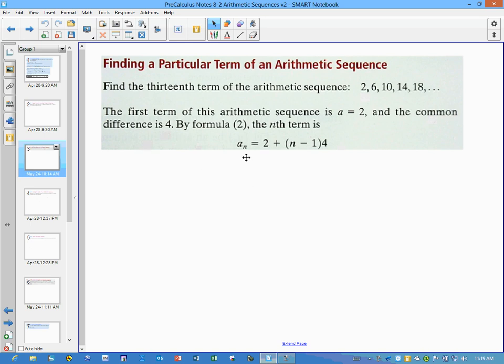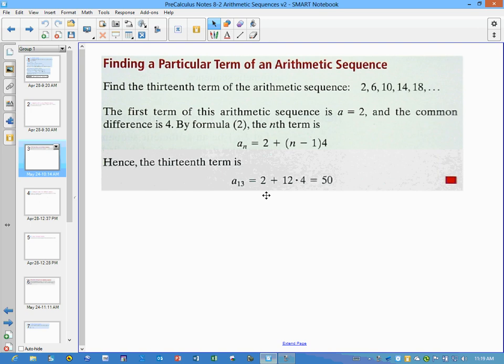So here, a sub 1 is 2, and the common difference is 4. So if I use the fact that a sub n is the first term plus n minus 1 differences, I substitute into that. And if I want the 13th term, now I just replace n with 13. So it's going to be 13 minus 1 is 12. 12 times 4 is 48, plus 2 is 50. So the 13th term is 50. Once you have the model, you can just simply substitute in the value of n to find which term you want.